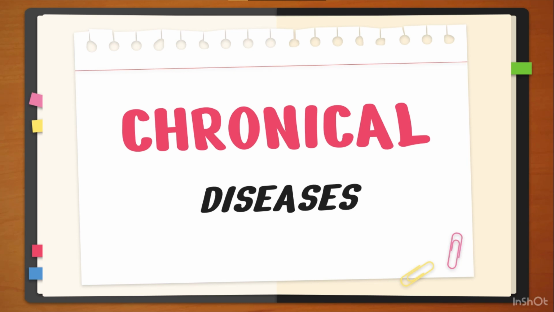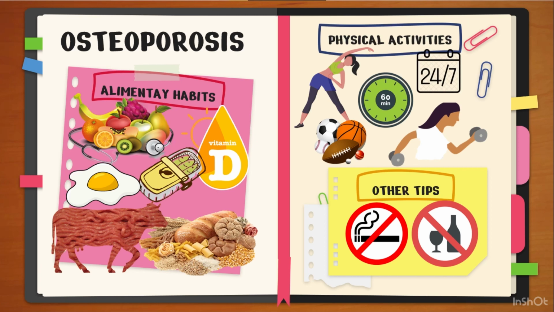Here are some chronic diseases and how to prevent them. How can we prevent osteoporosis? First of all, we must follow alimentary habits and some physical activities to achieve this. We have to consume vitamin D supplements, leafy green vegetables, red meat, oily fish such as salmon, sardines, herring, and mackerel. We have to consume liver, dried fruit, egg yolks, tofu, and cereals.